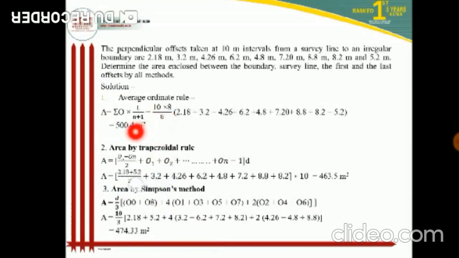So in this question there is some correction. 8 plus 1 here, and you can calculate; this answer is wrong. Okay, so you can correct it by using a calculator.